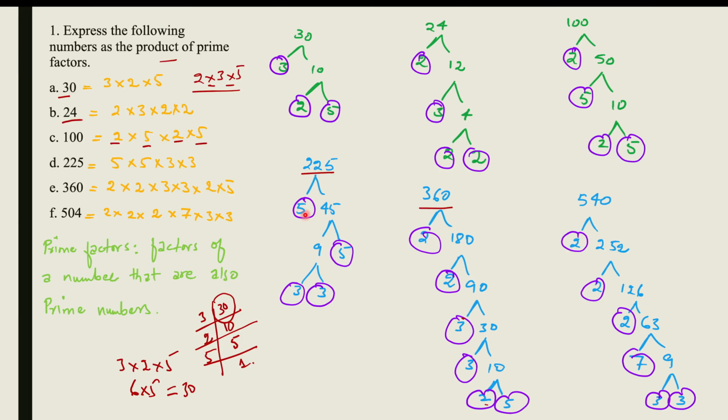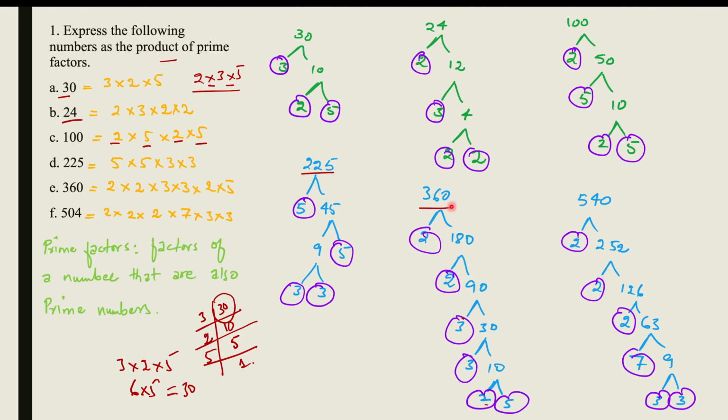For 225, again the same: 5 multiplied by 45. 5 is a prime, circled; 45 is composite, split. Then 9 multiplied by 5 is equal to 45, so 5 being prime is circled, and 9 being a composite is split. At the end 3 multiplied by 3 is equal to 9, so we get the 2 primes at the end. Now these primes that are circled, we can write in ascending order with a multiplication between them, as you can see here. It would be 3 multiplied by 3 multiplied by 5 multiplied by 5.